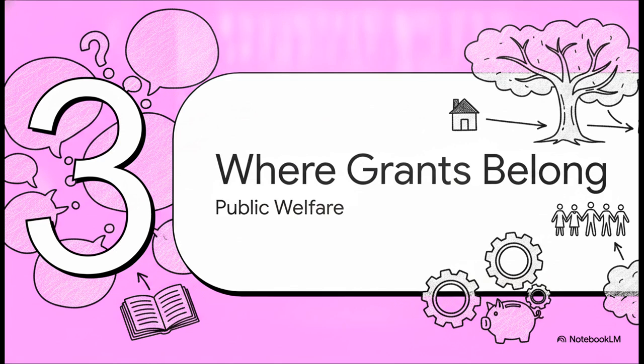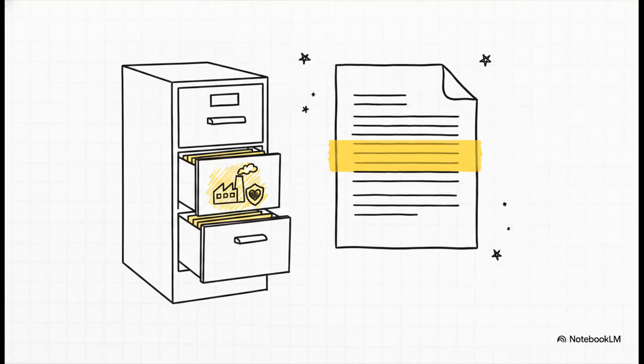Which brings us to Section 3, where grants belong. So if these vital social welfare payments aren't in business studies, where do they actually go? Well, it's absolutely crucial to remember that being excluded from business studies does not equal being excluded from education. They aren't just ignored by the academic world. Actually, they're just filed in a completely different academic cabinet.